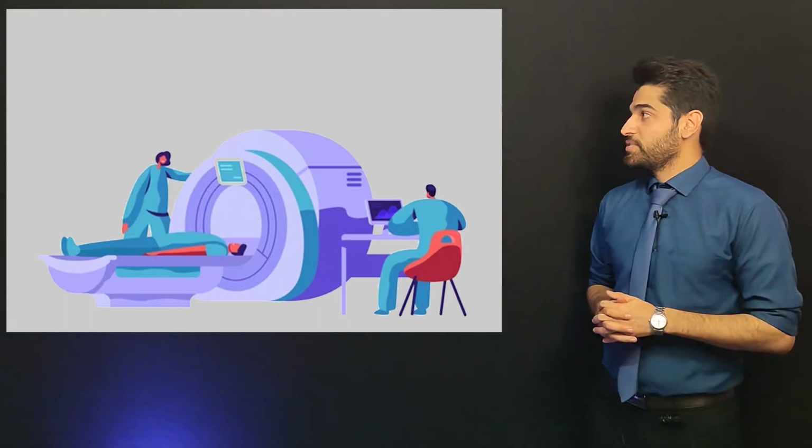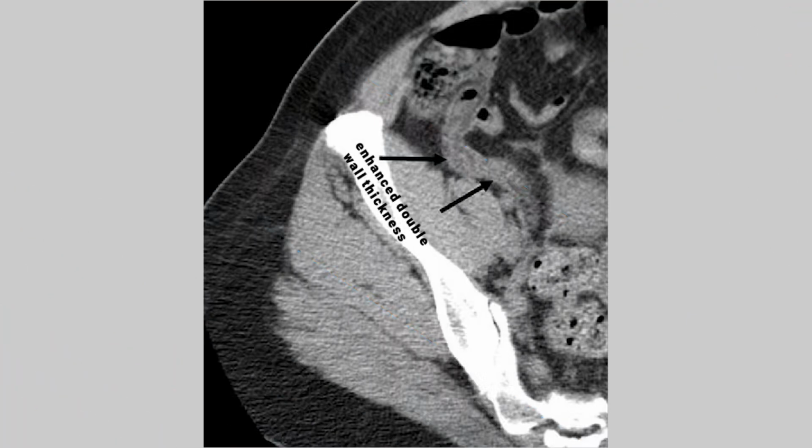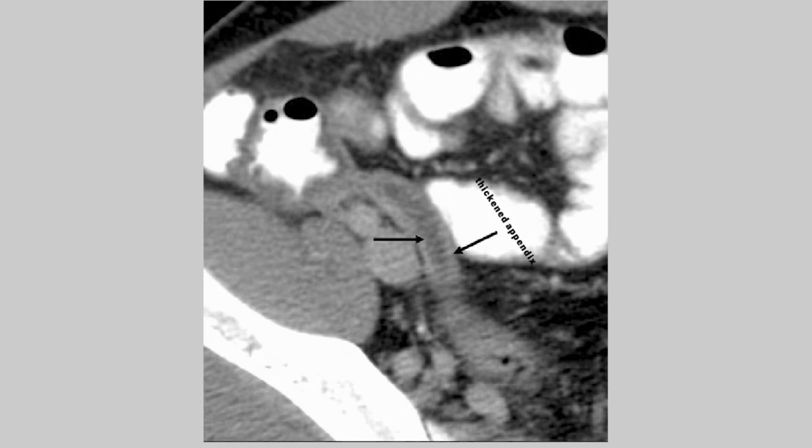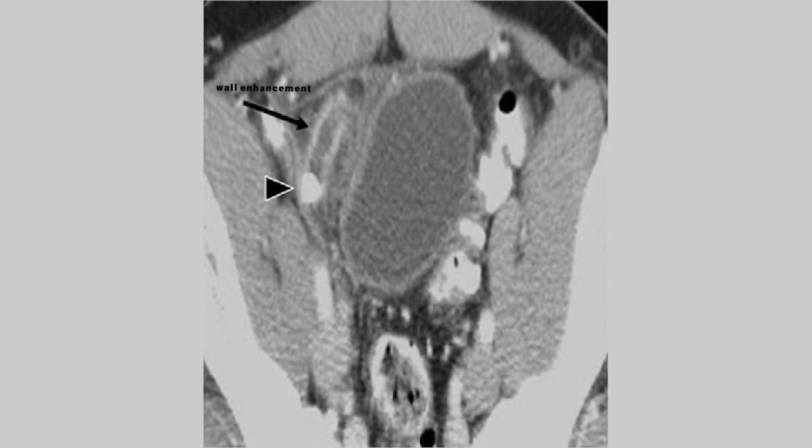Now let's zoom in on pictures to check acute appendicitis features on abdominopelvic CT scan. Enhanced double wall thickness more than 6 mm is one of the appendicitis features. Here the transverse diameter of the appendix is about 10 mm. As you see, here we have a thickened fluid-filled appendix. Wall enhancement and appendicolith are other features which can be seen in appendicitis. Also, the appendix is dilated.